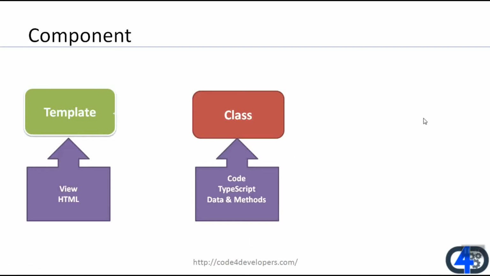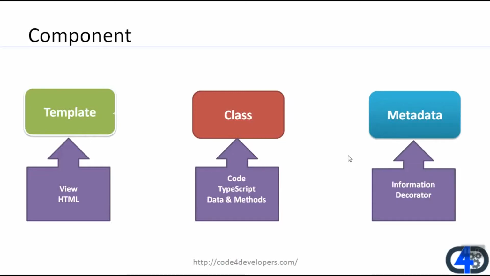And finally, a component has metadata that provides information about that class. Using this information, Angular decides the class is not a regular class, it's a component class. You can provide the information for a class using a decorator function, and when we put the decorator function and class together, it creates a component class. And when we combine template, class and metadata, it creates a component for our Angular application.